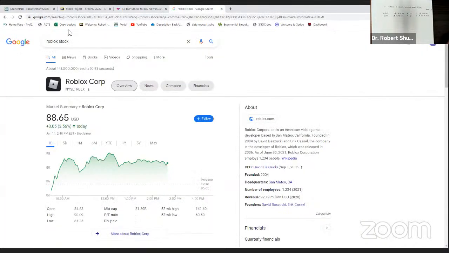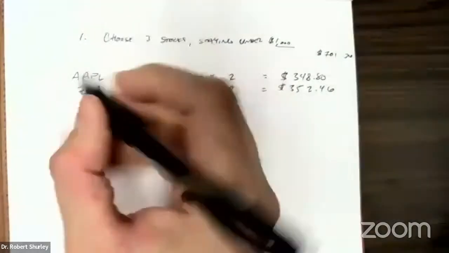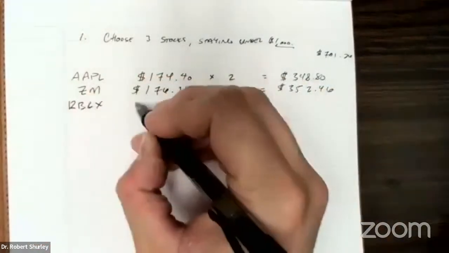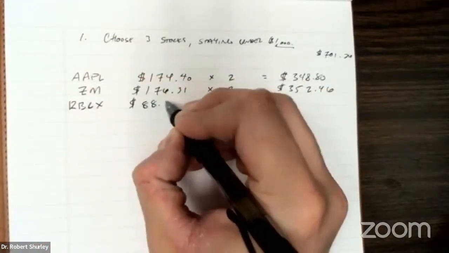So if we go back over here, I Googled Roblox stock, and it brought it up. Again, it's on New York Stock Exchange, which is fine. Remember, either NASDAQ or New York Stock Exchange. And we got Roblox here. So I'm going to write this down now. So I'm going to stop sharing. I'm going to write Roblox. So RBLX. It's sharing at 88.79.